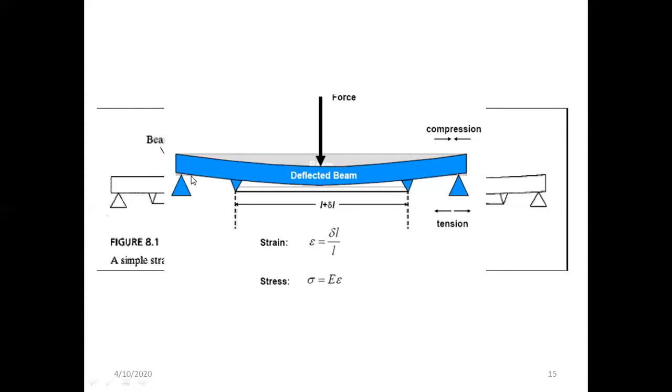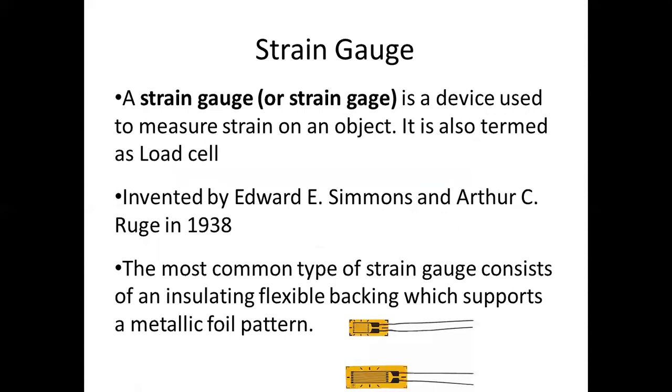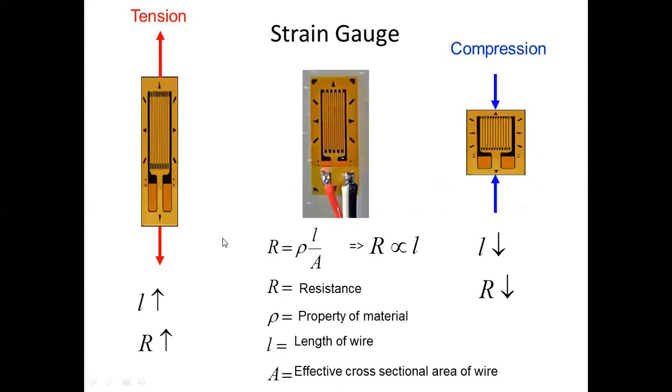Strain is a unitless quantity and it is generally very small. For example, for steel, it is around 0.0014. Its unit is microstrain. These are the strain gauges, also termed as load cells, invented by Edward Simmons and Arthur C. Ruge in 1938.